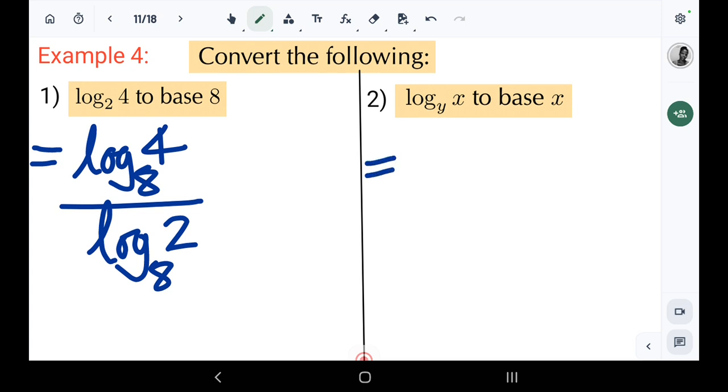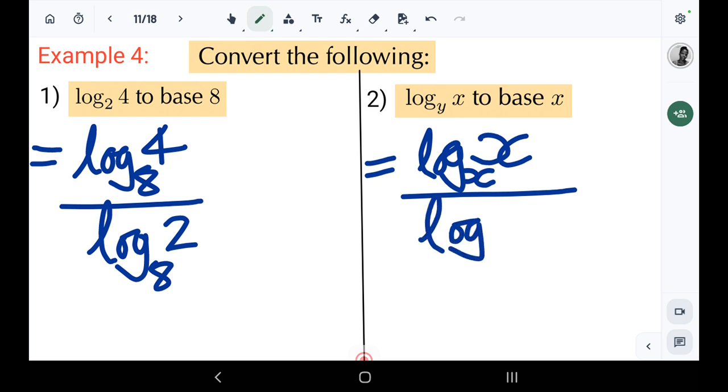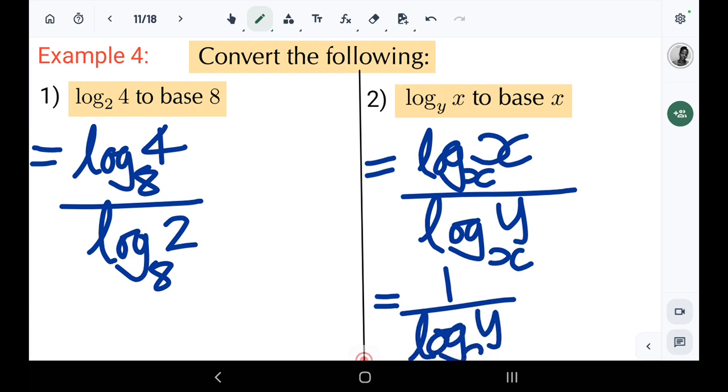Now the log of x to the base y, convert that to base x. So that is the log of the number to the base x, that is the new base, over the log of the base y to the base x. Now this one at the top is simply equal to 1 according to that special base law. That's 1 over the log of y to the base x. And that's how you convert that.